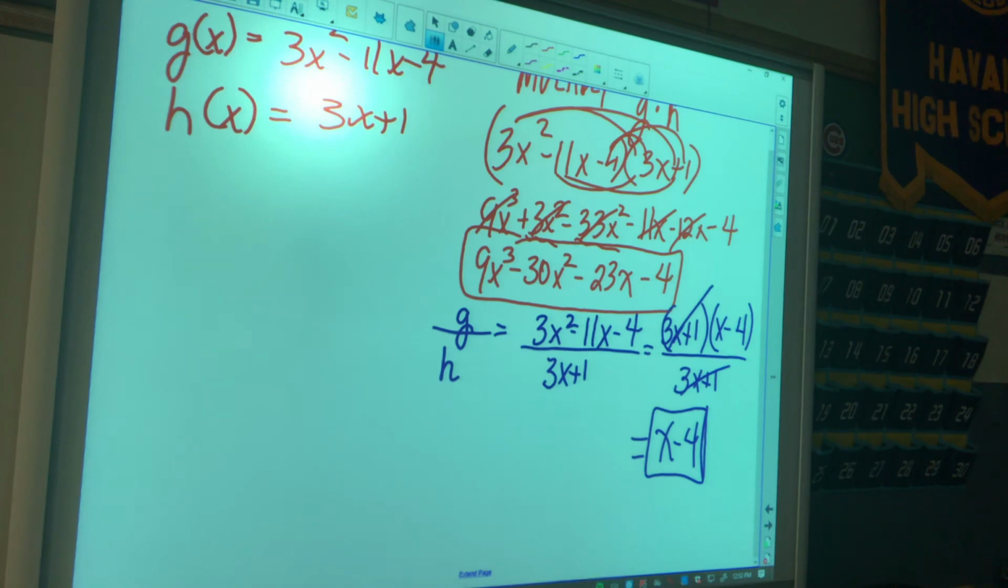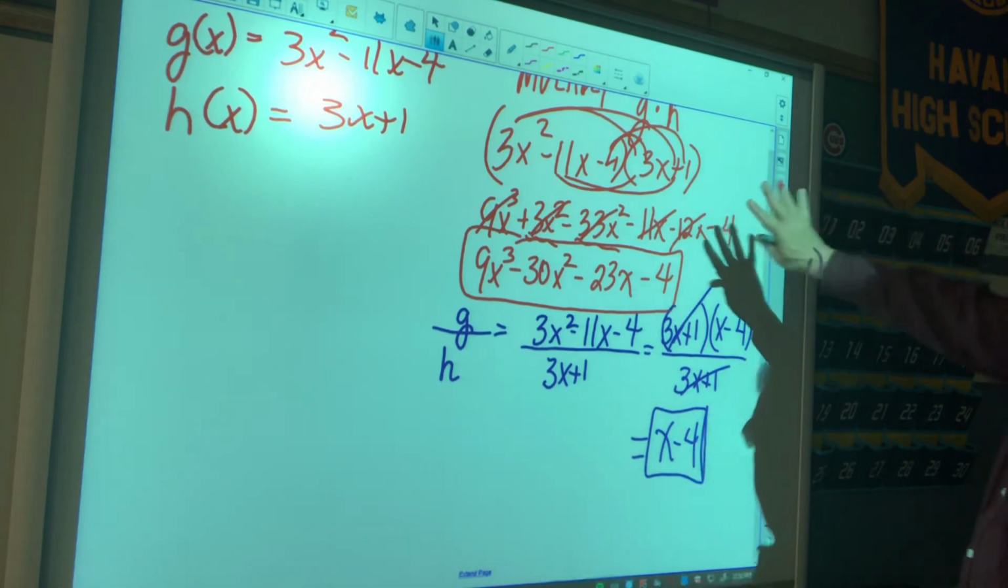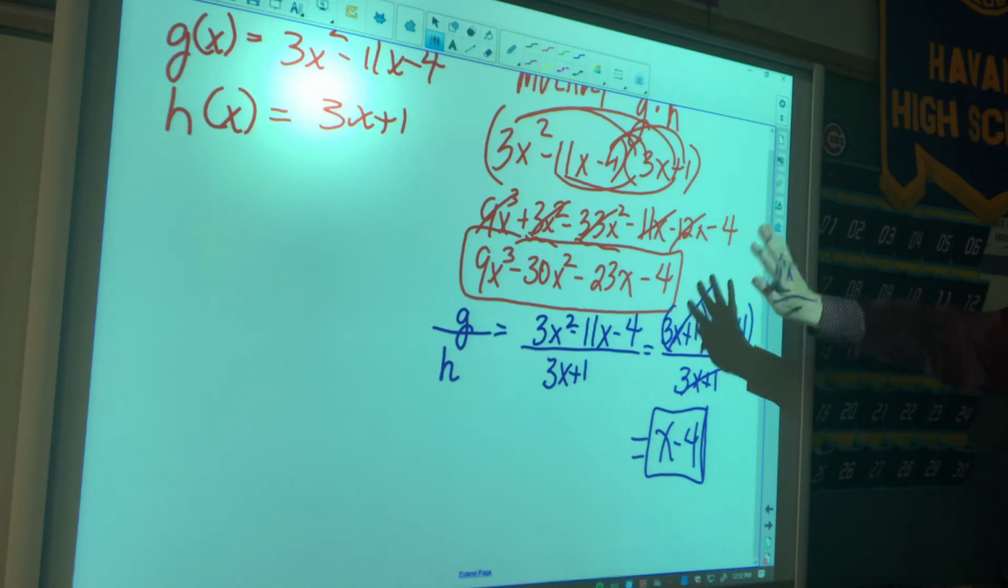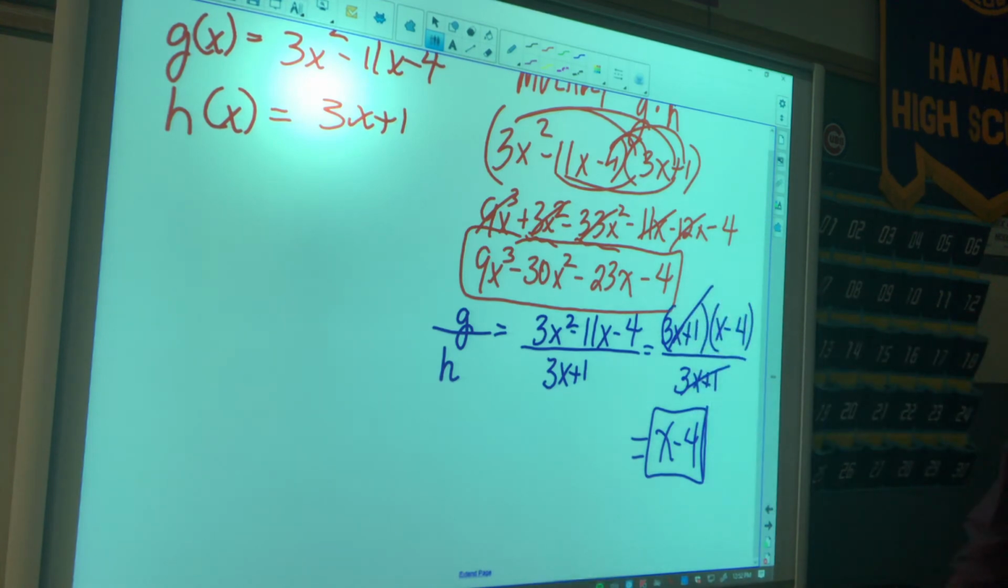Now, as I said earlier, there are some things that we have to consider, and that is domain. And again, I'm gonna talk about that in a separate video. Okay? So that is adding, subtracting, multiplying and dividing functions. All right?